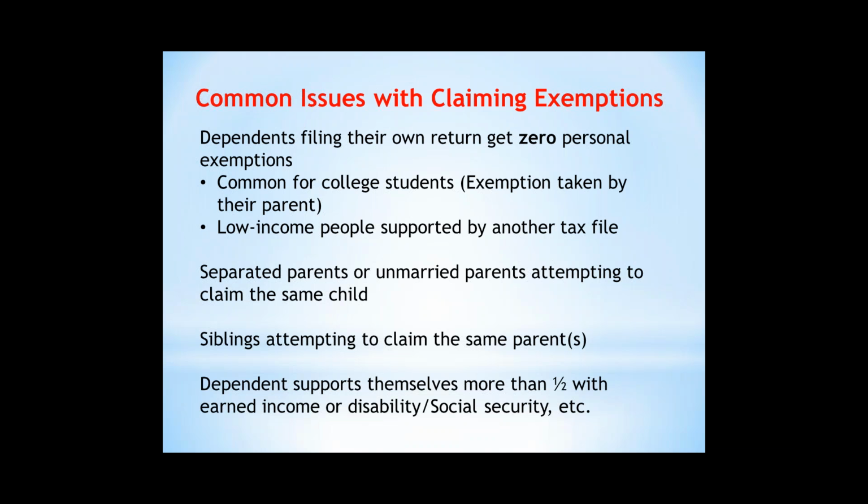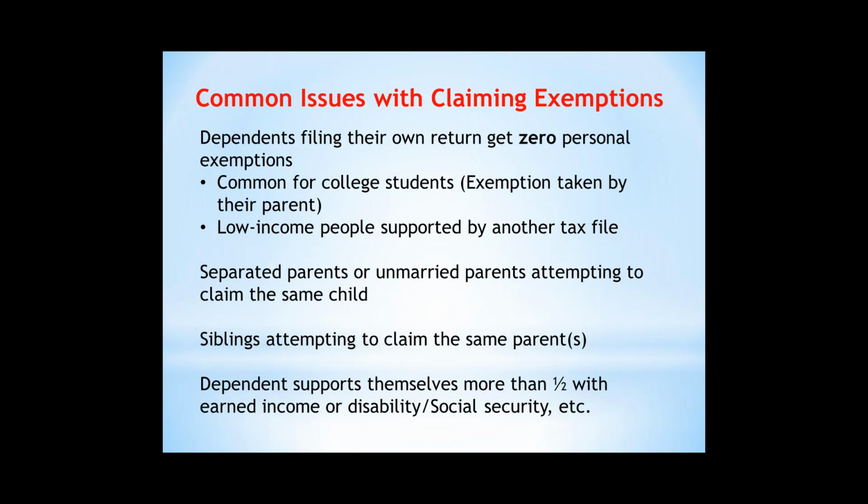Also, sometimes if there's separated parents or parents that aren't married and don't have older children or they haven't really established how they're going to do taxes, sometimes the same child will be claimed on the tax return. Siblings may sometimes, accidentally or intentionally, file for a parent that they both take care of. So it just indicates that there hasn't been clear communication about who is actually claiming the person.